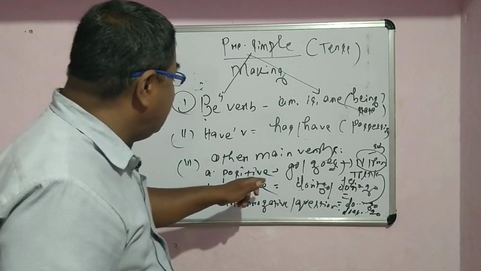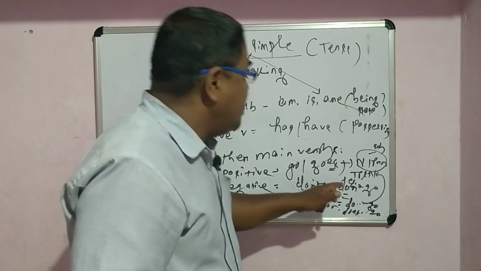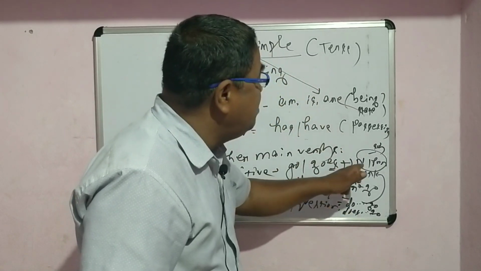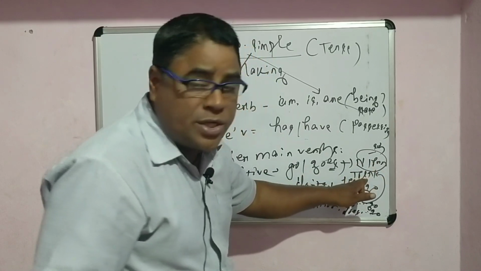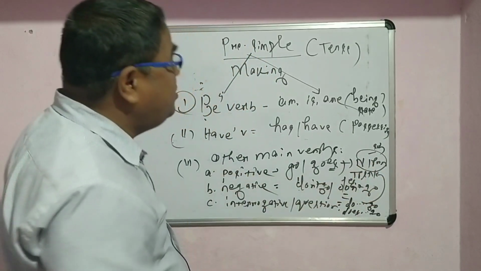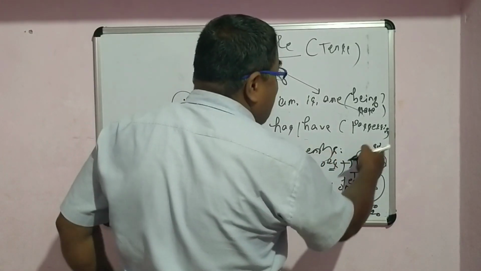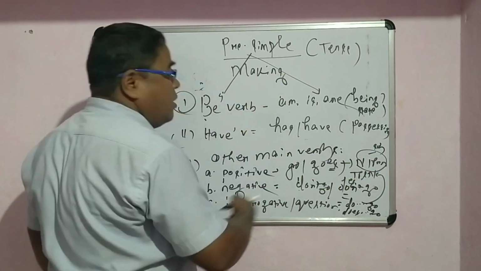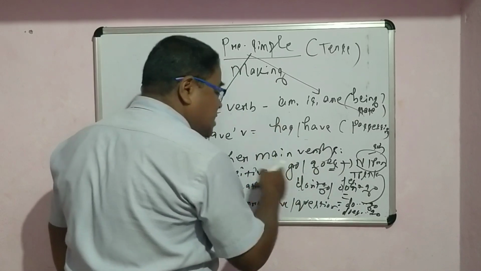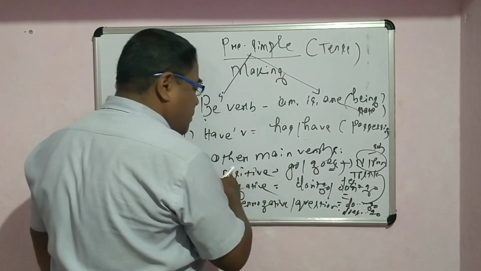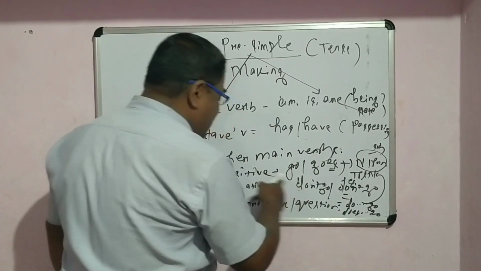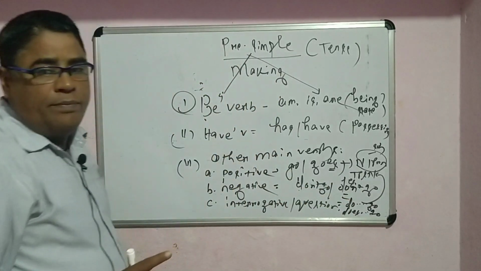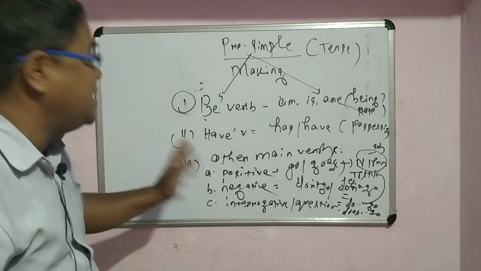Does is also used for third person singular number. That means in both negative and interrogative, does is used as the auxiliary verb of a present simple if the noun or pronoun is in third person singular number. If the noun or pronoun is not in third person singular number, you have to go back to your base form. That is go in the positive, do not go in the negative, do not go in the interrogative. This is all about the formation of the present simple.